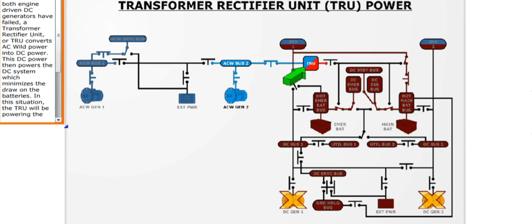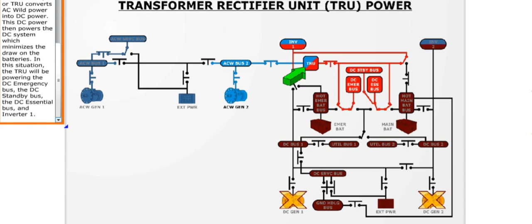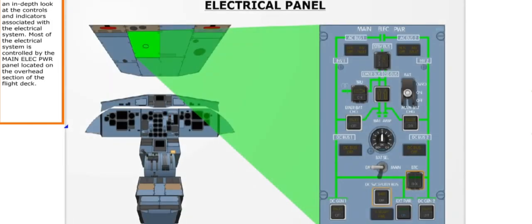In the event both engine-driven DC generators have failed, a transformer rectifier unit, or TRU, converts AC Wild power into DC power. This DC power then powers the DC system, which minimizes the draw on the batteries. In this situation, the TRU will be powering the DC emergency bus, the DC standby bus, the DC essential bus, and inverter 1. We will now take an in-depth look at the controls and indicators associated with the electrical system.